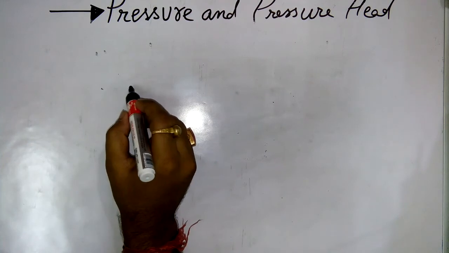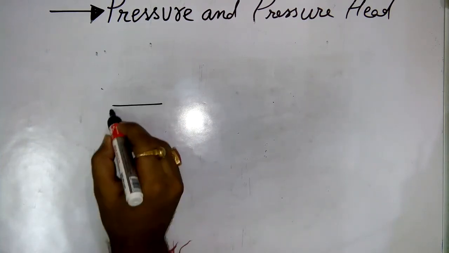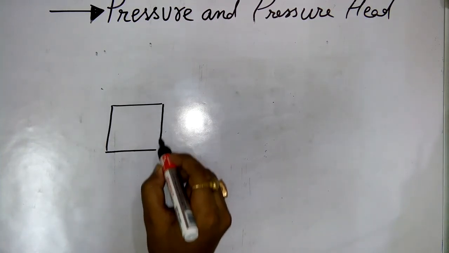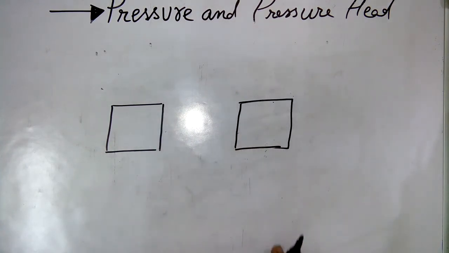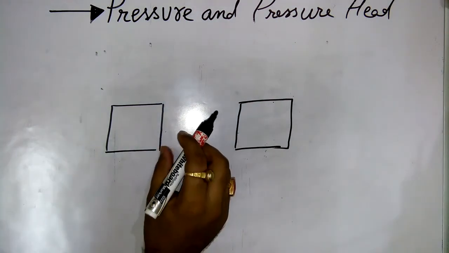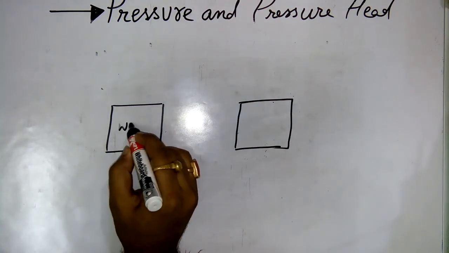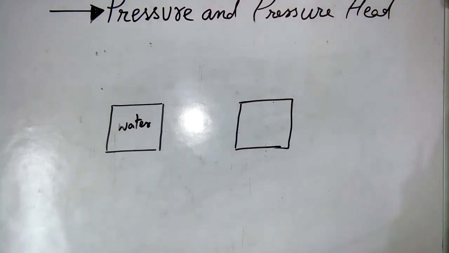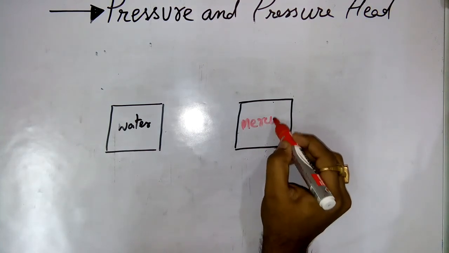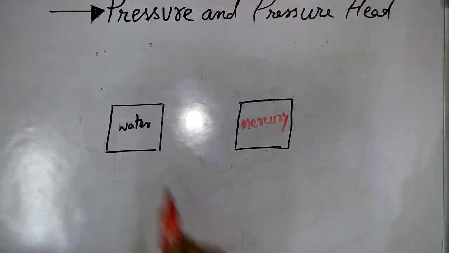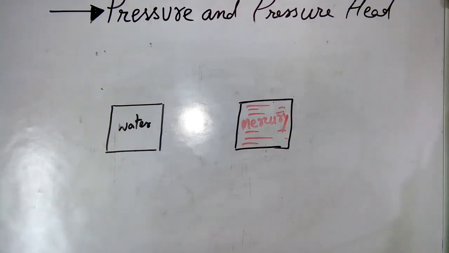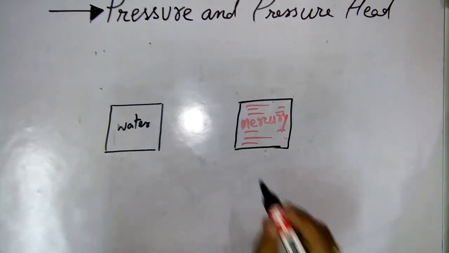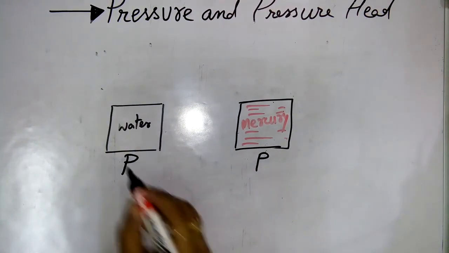Suppose there are two fluids present in a system. Suppose this is one system and this is another system. Suppose this one is containing water and this one is containing mercury. Now both are having the same pressure.